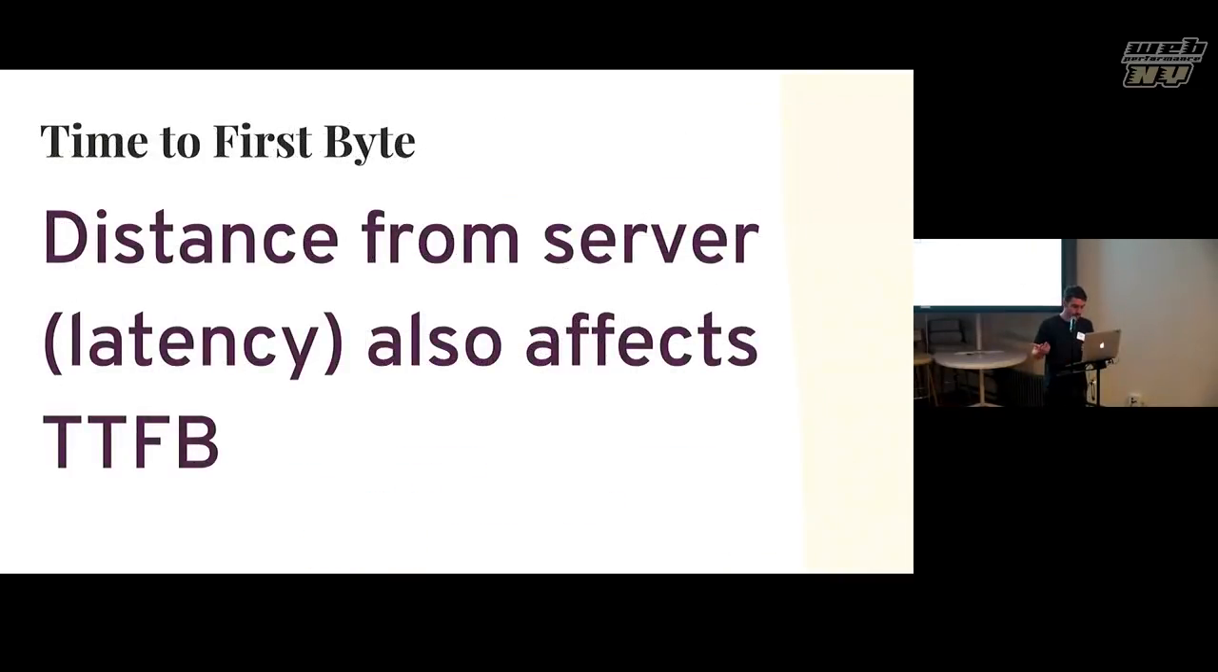The distance from a server can also affect this time to first byte metric. Let's say we had a user in Australia and they were making a request to our server in Virginia. The latency of that request still needs to travel all the way across to get there. Again, there are ways of dealing with that with server rendering, but it can affect the time to first byte in a naive server rendering setup.